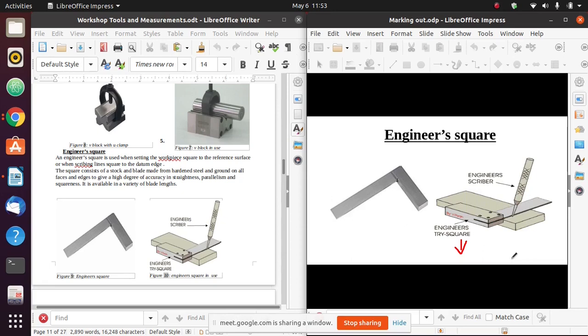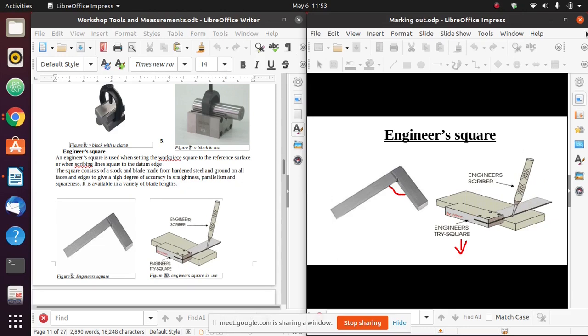such that if I want to draw lines that are perpendicular to a workpiece, for example, this one, what do I do? I will place this stock on the reference edge or the datum of my workpiece, and since it is made in such a way that the blade and the stock are 90 degrees to each other, then I'm able to draw a perpendicular line onto the workpiece.